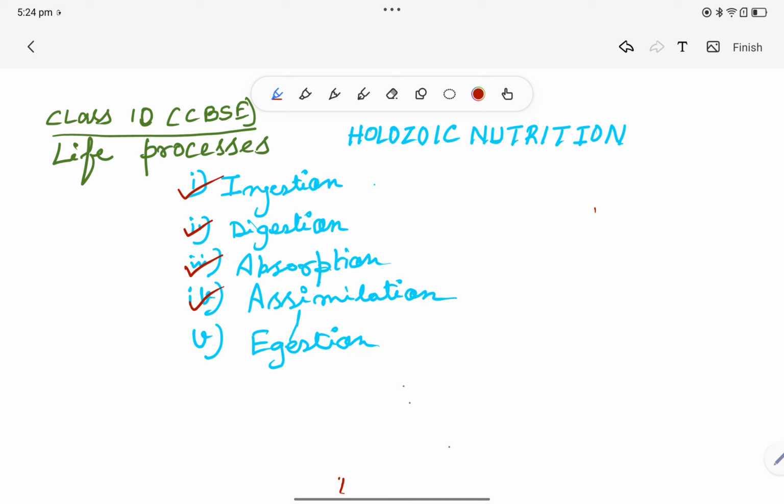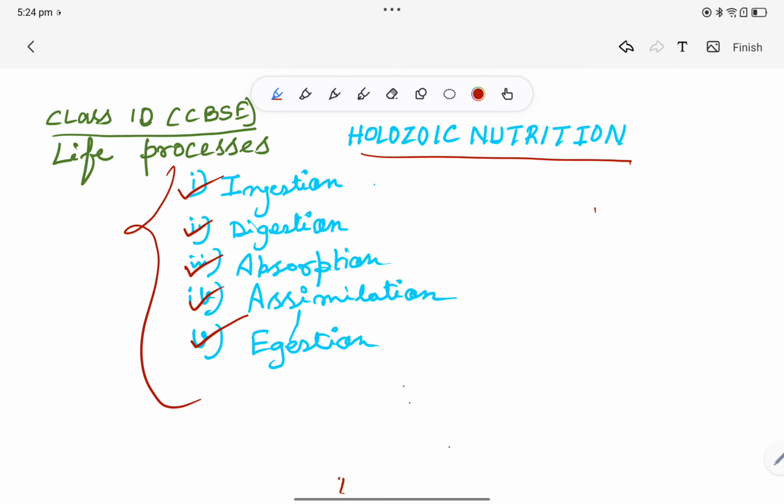Assimilation means cells use the absorbed nutrients for energy, growth, repair, whatever is happening inside our body. For that we need energy, and energy comes from nutrients. The last step is egestion. Egestion is removal of undigested waste, the part of the food that cannot be digested, after all the nutrients from the food are already taken out. Then we remove the undigested waste from our body. So these were the steps of holozoic nutrition.